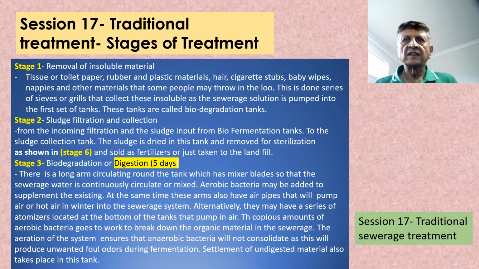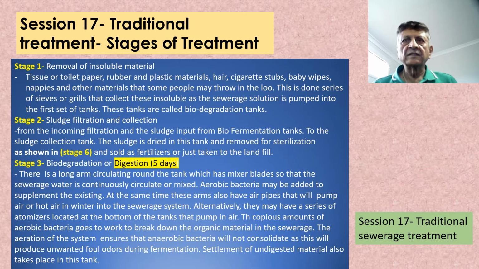Alternatively, they may have a series of atomizers located at the bottom of the tanks that pump in air. The copious amount of air will induce the aerobic bacteria to work and break down the organic material in the sewage. If the air is precluded, then the anaerobic bacteria will take over and produce plenty of bad smell. Therefore, it is important that we don't produce unwanted foul odors during the fermentation, and therefore the tank must be very well aerated.